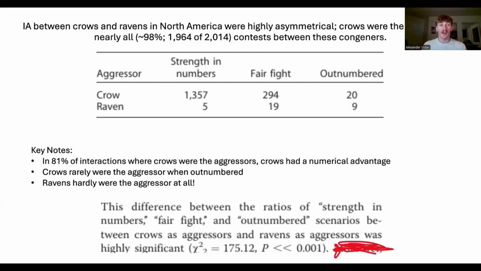And in this second table, you can see it labels aggressors, crows and ravens. Obviously, crows, with 98% of the contests, are going to start most of them. And on the strength-in-numbers side of the table, where there were more crows than ravens, we saw 1,300 of those interactions. Fair fight interactions were under 300, and when they were outnumbered, there were only 20. So we can see that the more crows there are, the more likely they're going to want to mob a raven, just because they have the firepower to do so.